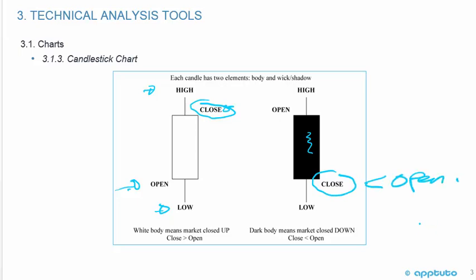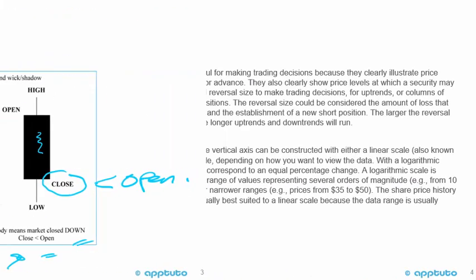And so that's basically the small difference between the bar chart and the candlestick chart. Same four data points, but with the candlestick chart, either the body is not shaded, it's a white body, or it's shaded dark. With the white body, the close is higher than the open, closed up, and the dark body means it closed down, the close is lower than the open.